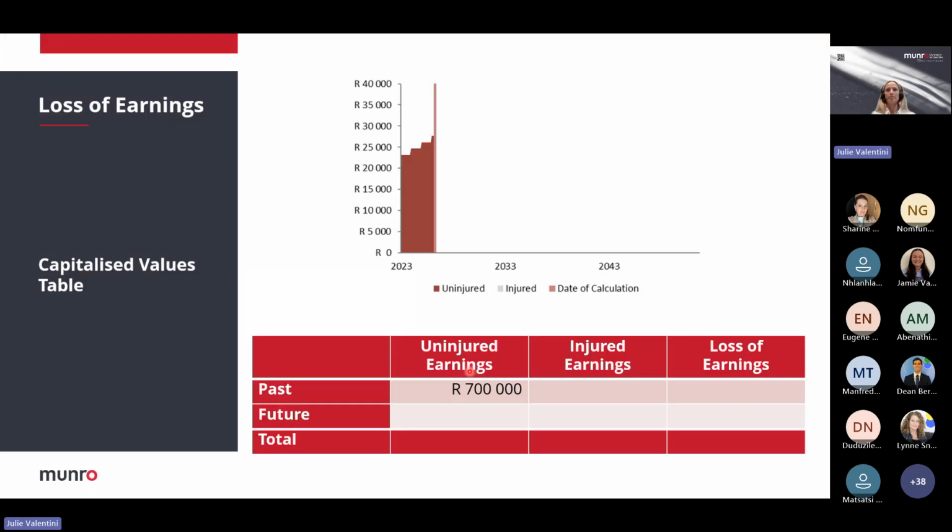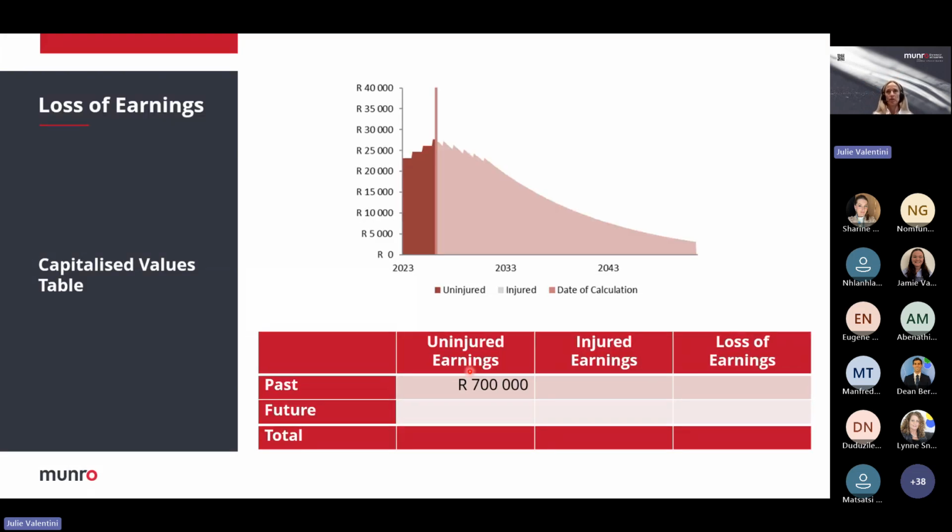Okay, then we would do the same for the future uninjured, which would be that pink block. And we can add all that up. Remember, we can add it now because we have multiplied it by the probability of survival, and we have adjusted it for the time value of money. That works out to 5.2 million.